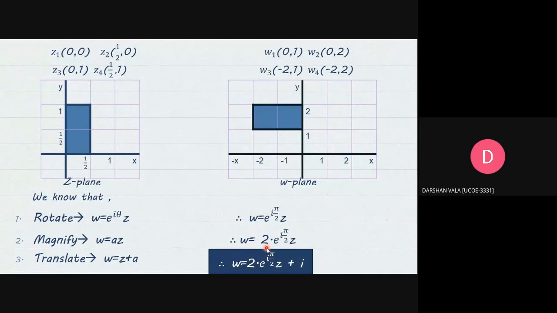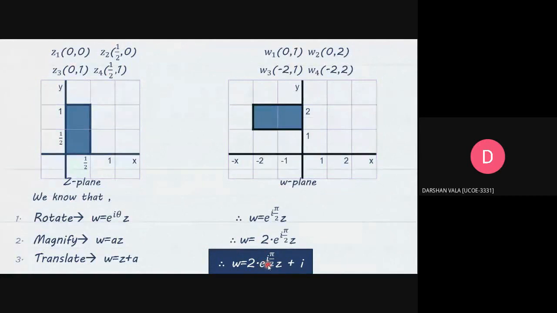So the magnification equation is w is equal to a into z. So we put a equal to 2. So we get w is equal to 2 into e raised to i pi by 2 into z.